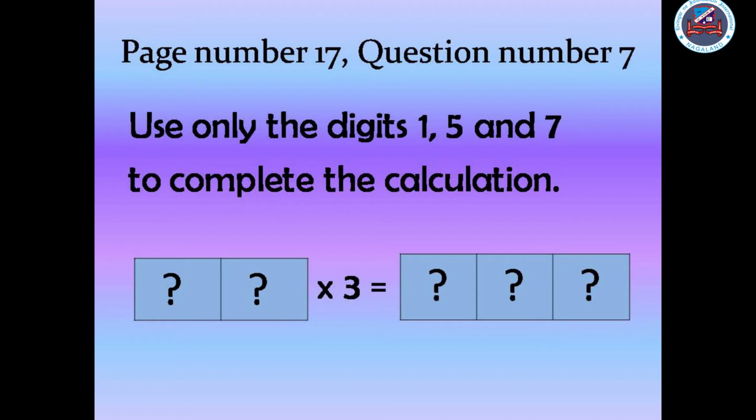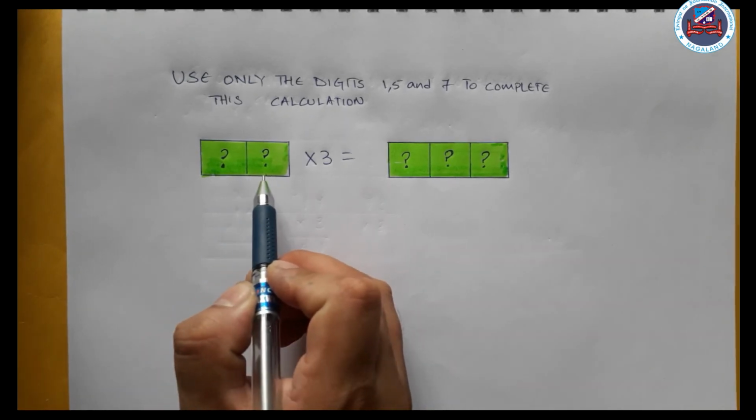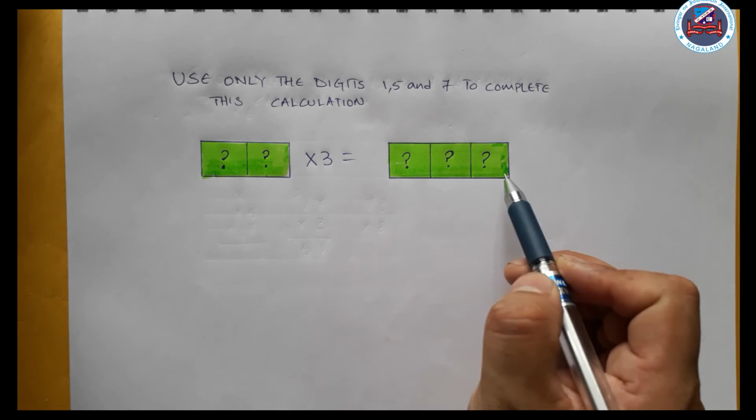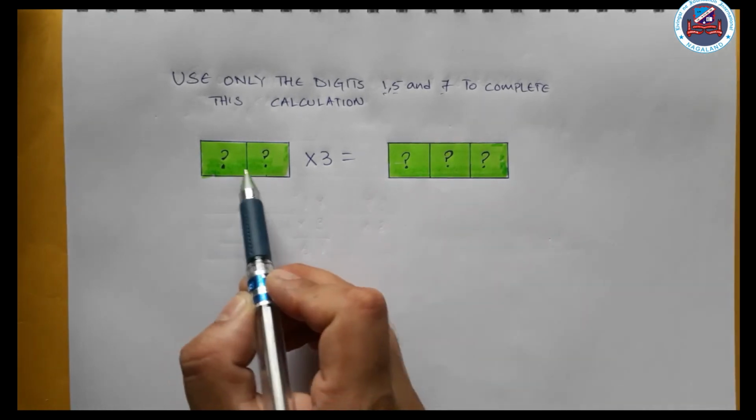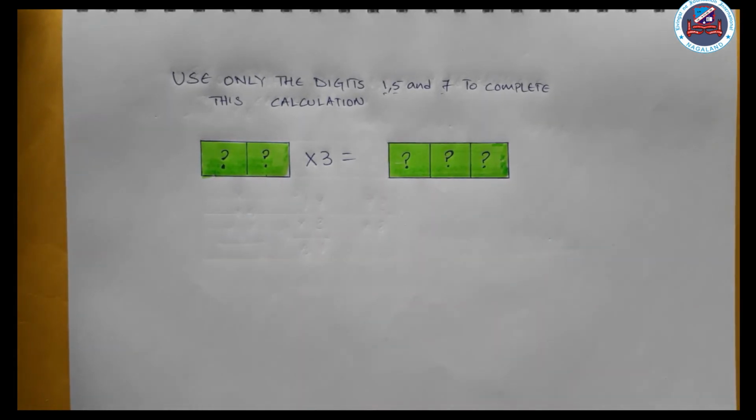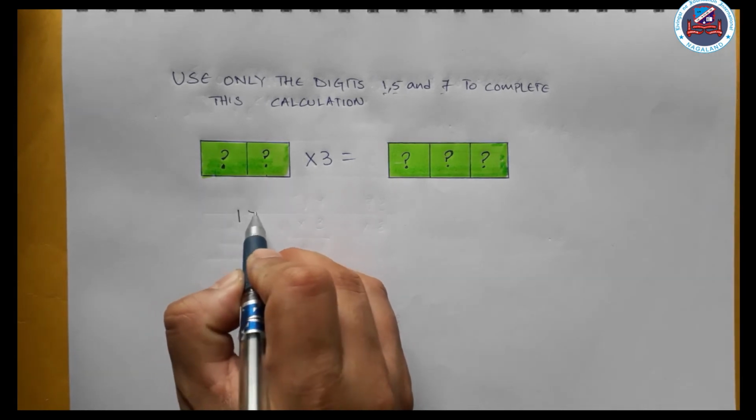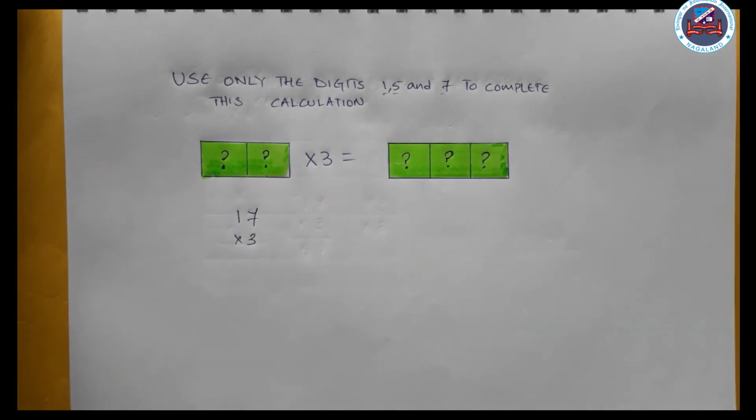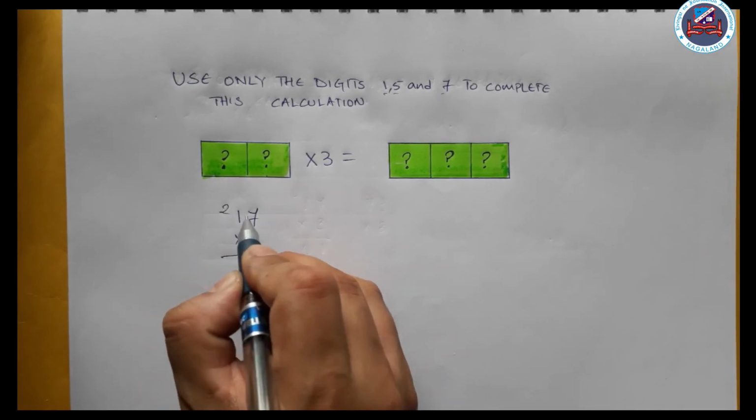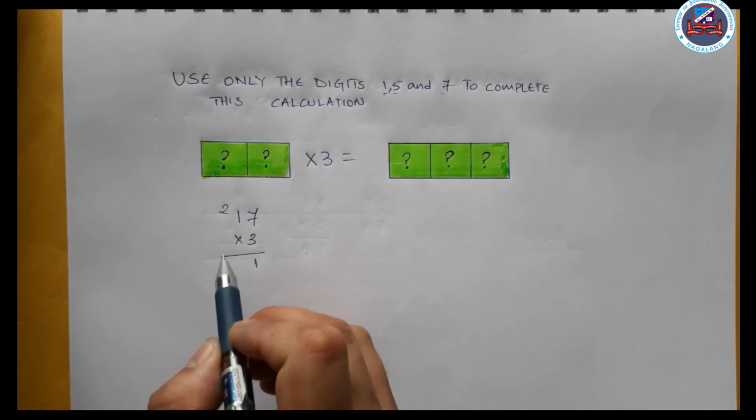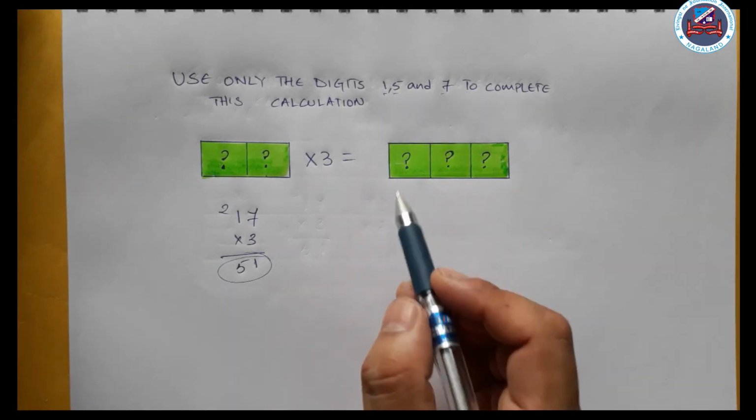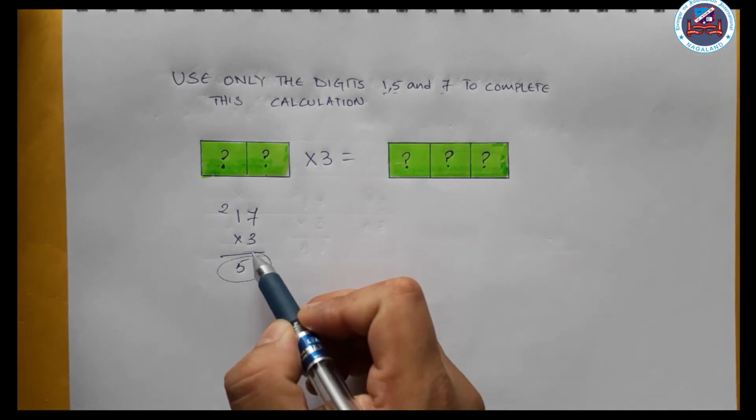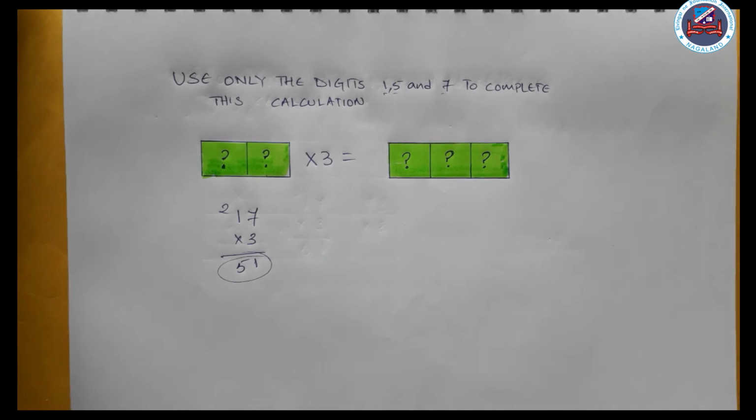Use only the digits 1, 5 and 7 to complete this calculation. So you have two empty boxes here multiplied by 3 and 3 other boxes here. And we have to use only the digits 1, 5 and 7 to fill these boxes. So let's try. So let's take 17 into 3. Now 7 into 3 is 21. 3 ones are 3 plus 2 is 5, 1. So the answer is coming as 5 and 1, which is here. But we cannot use this one because it has to be a 3-digit answer.